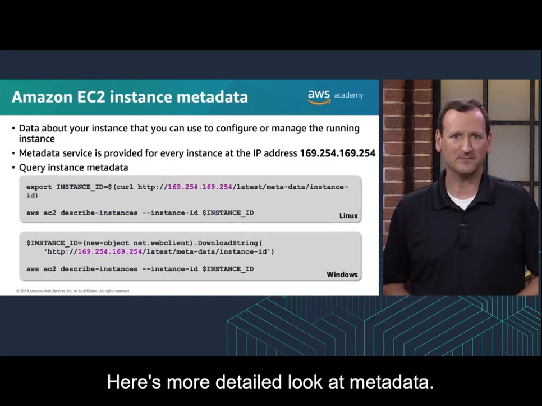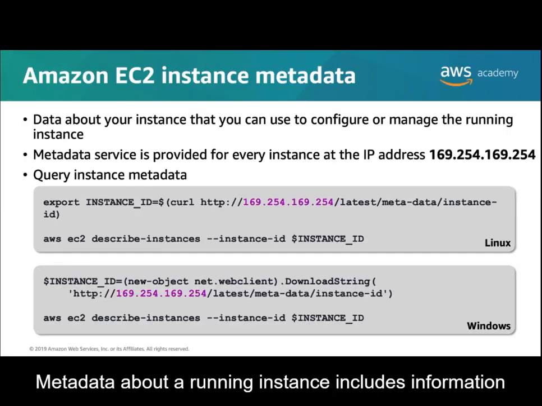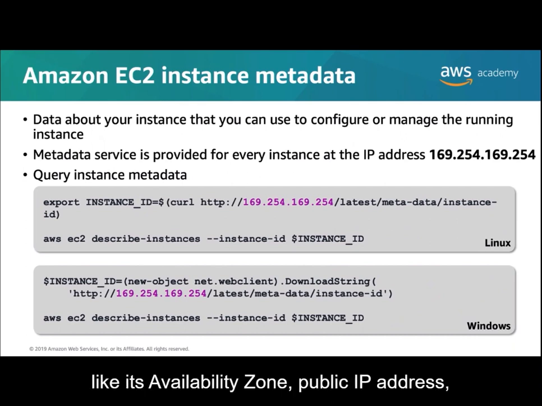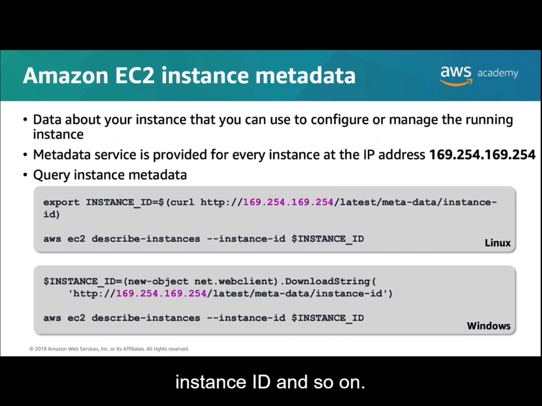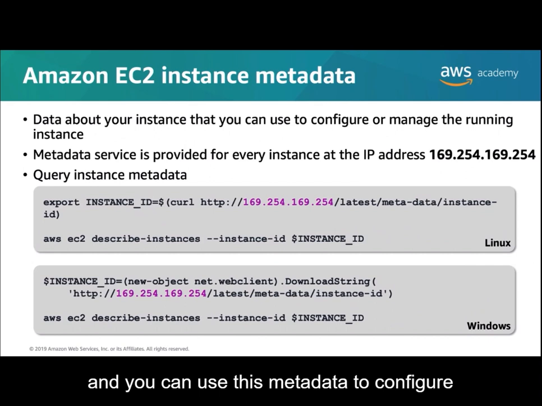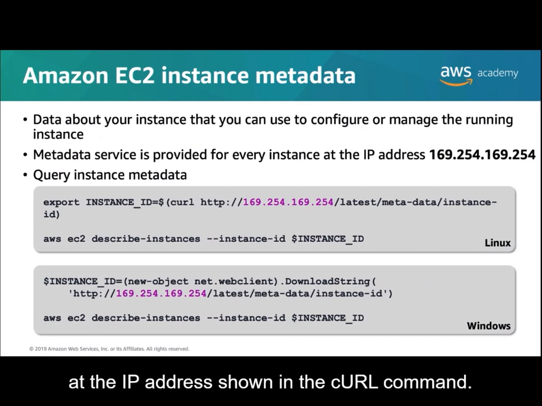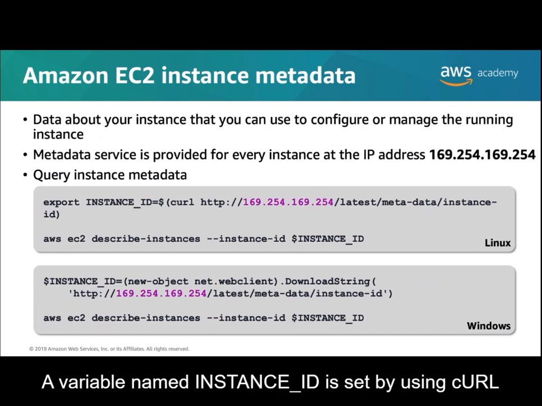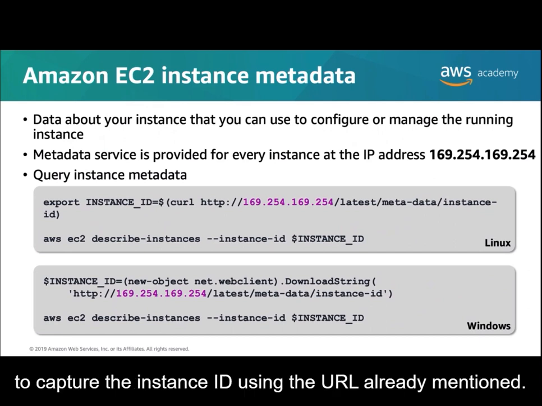Here's a more detailed look at metadata. Metadata about a running instance includes information like its availability zone, public IP address, instance ID, and so on. It's accessible from an instance at runtime, and you can use this metadata to configure or to manage the instance. In the example, the metadata is made available at the IP address shown in the curl command. A variable named instance_ID is set by using curl to capture the instance ID using the URL already mentioned.